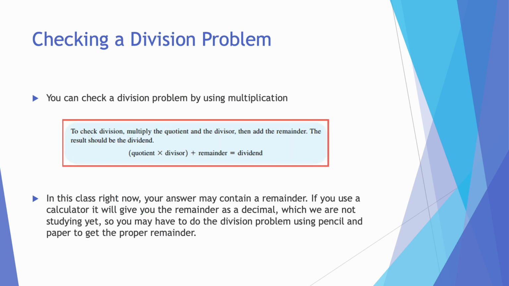Since division is the inverse of multiplication, you can check a division problem using multiplication. You would multiply the quotient times the divisor and add any remainder, and that should equal the dividend. In this class right now, your answer may contain a remainder. If you use a calculator, it will give you the remainder as a decimal, which we are not studying yet. So you may have to do the division problem using pencil and paper to get the proper remainder.